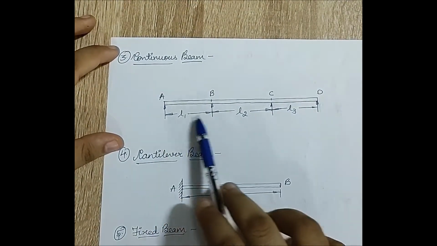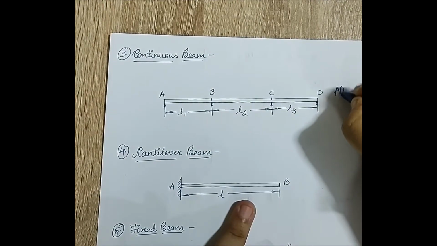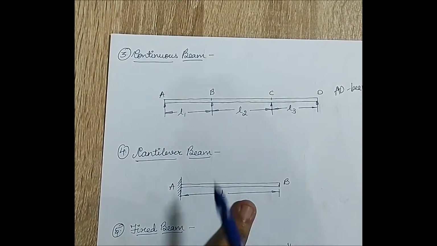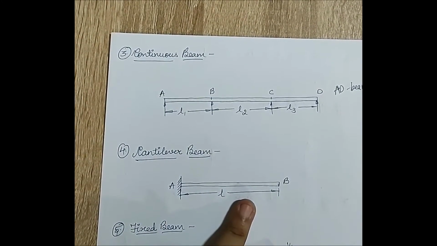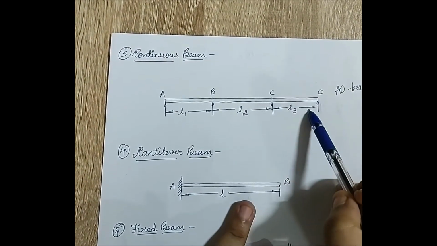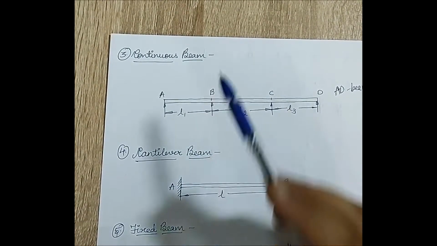Here you can see A, B, C, D as the complete beams. Here I can say A to D is the beam portion. At A, B, C and D, you can see there are four reactions, which means it is supported at every point of the beam, hence it is called as a continuous beam.